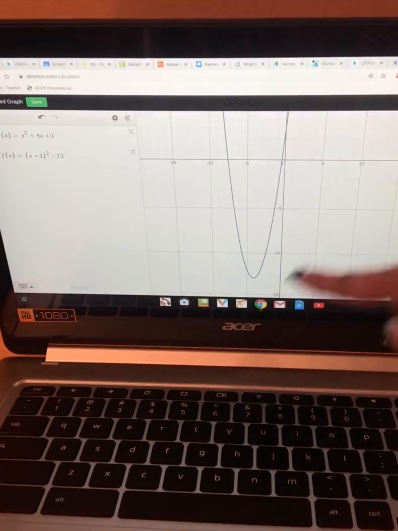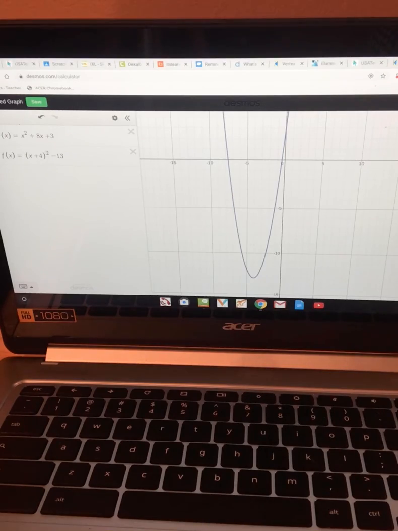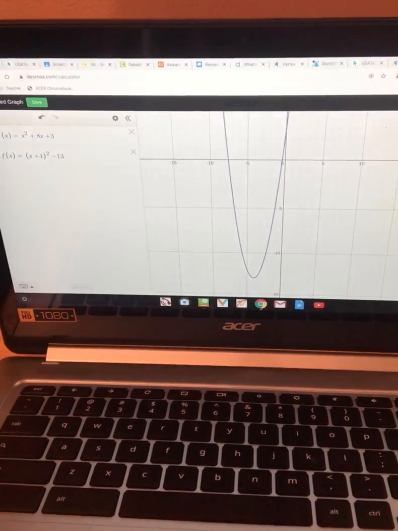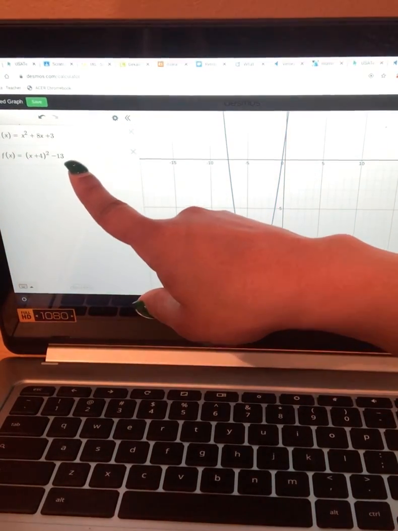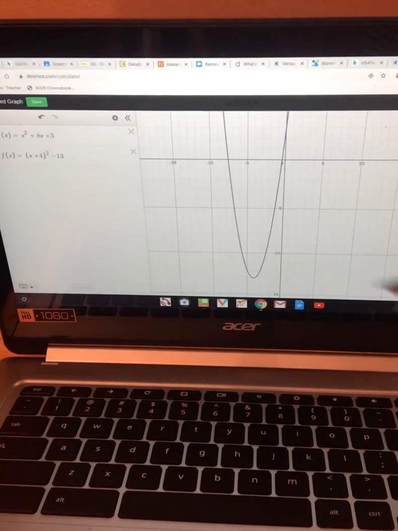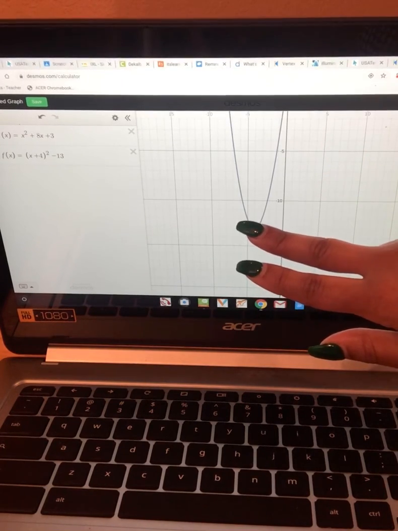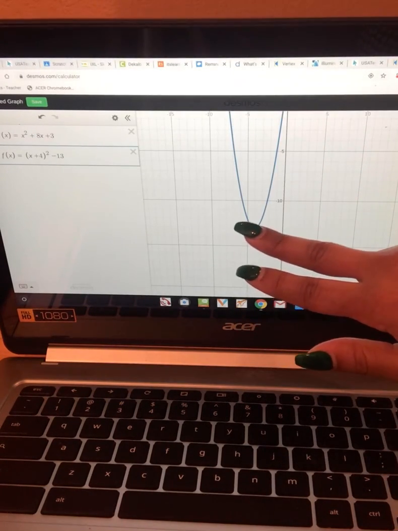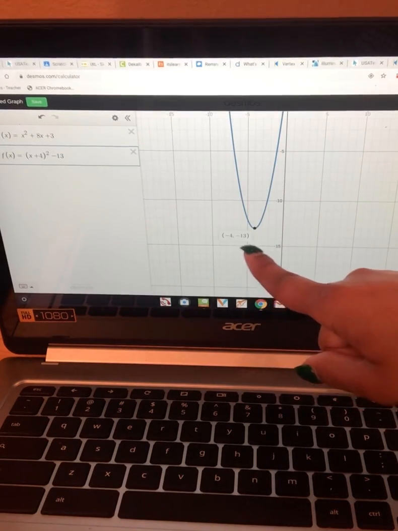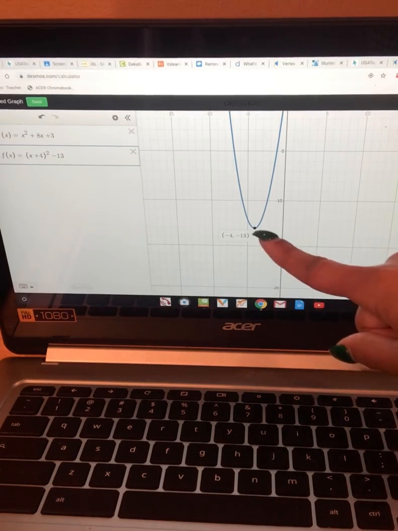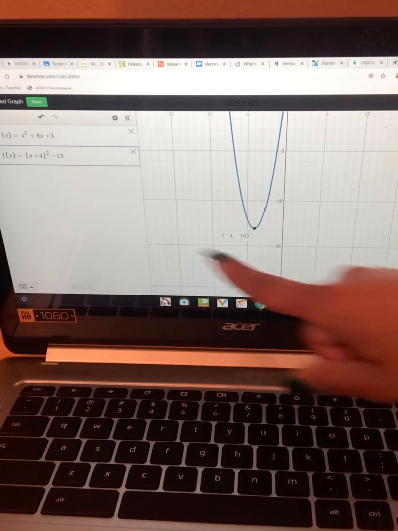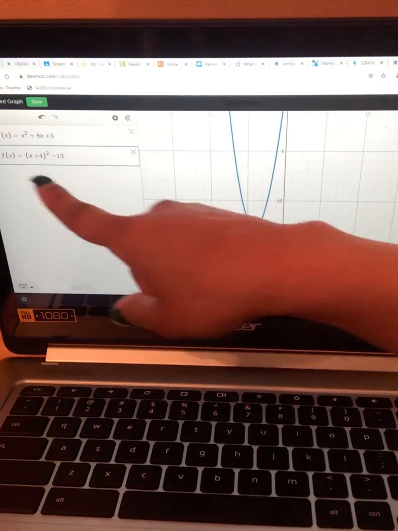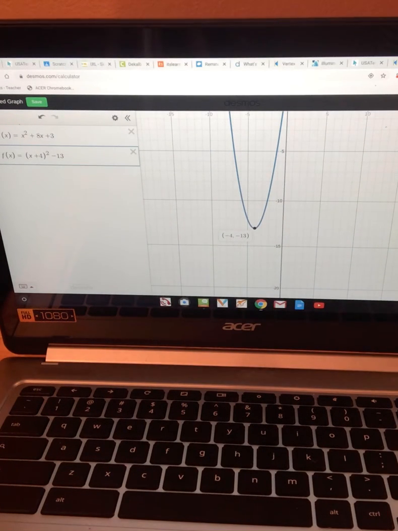So I can represent the same graph with two different equations. Either I can have it in standard form, or this new form here today is called vertex form. It's called vertex form because what I use, that -4, -13, that is the vertex. All right, it is the tip of your parabola, whether it opens up or down, but we'll get more into that later. So that came from the vertex form.